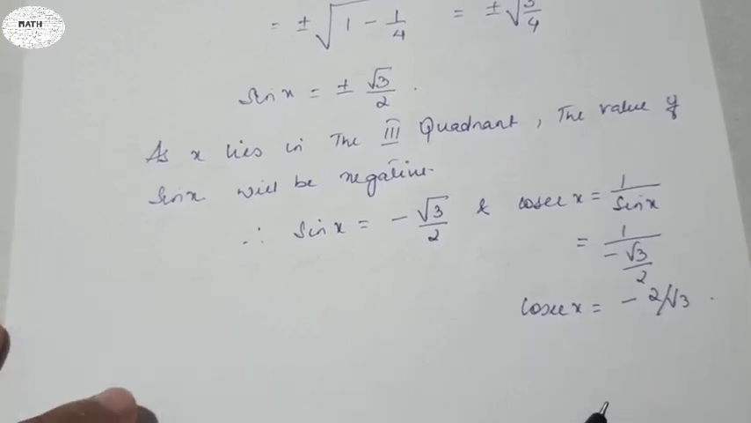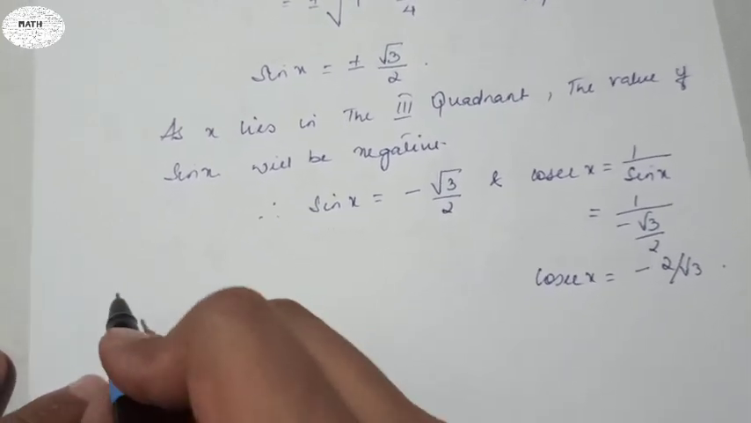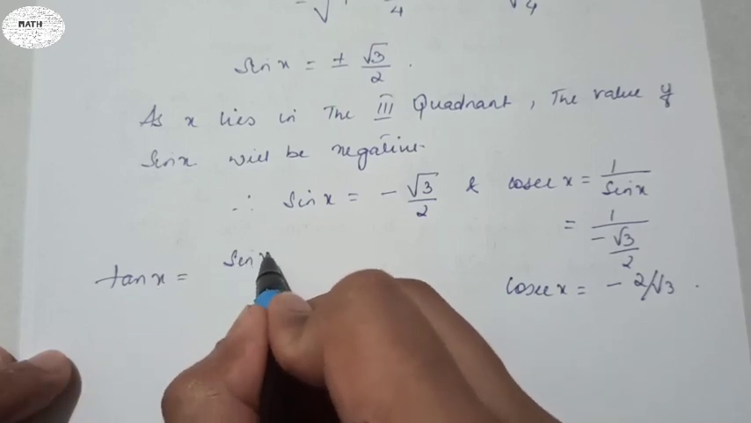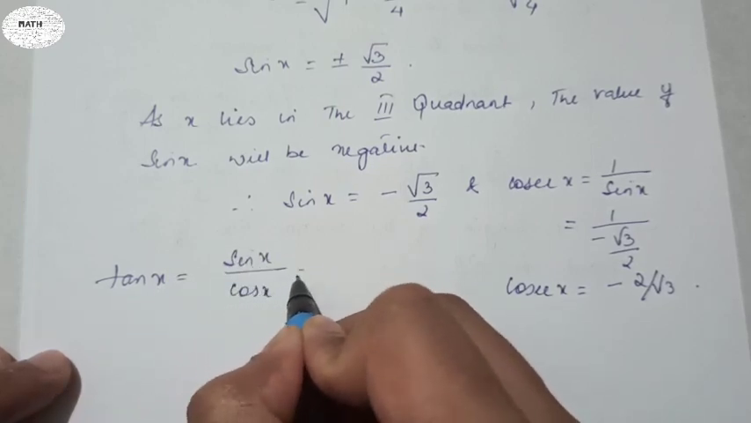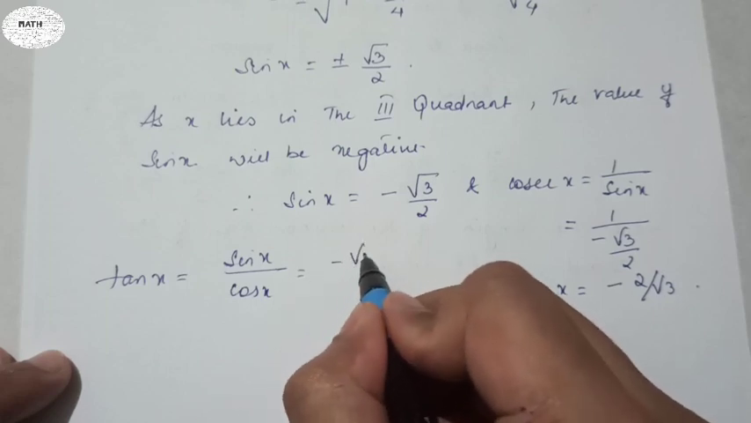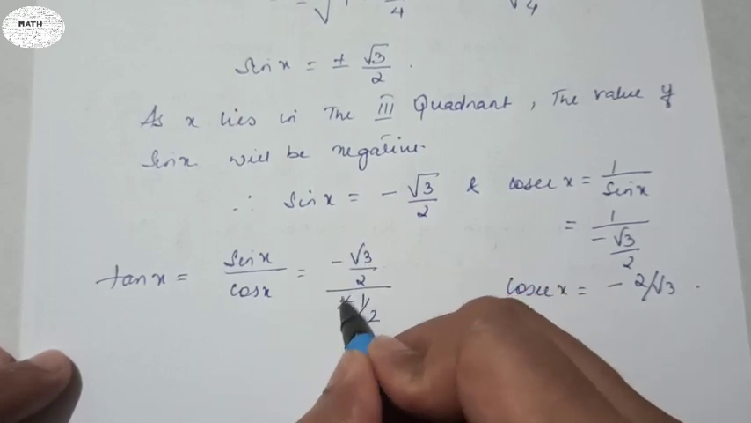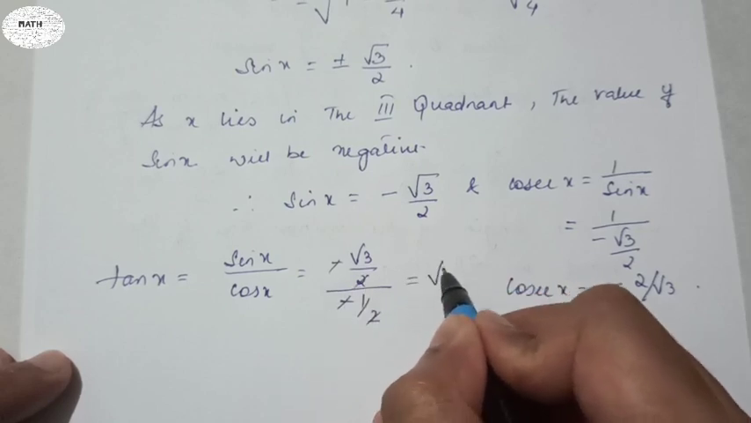So I got 3. I need 2 more. That's your tan. Right? So I can say tan x is nothing more than sin x divided by cos x. Sin x, I got the answer to be minus root 3 by 2, and cos x is minus 1 by 2. I can cancel the minus and 2 to cancel. I got root over 3.